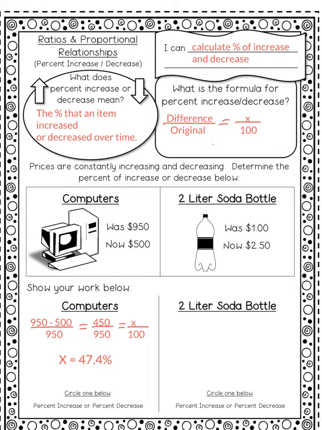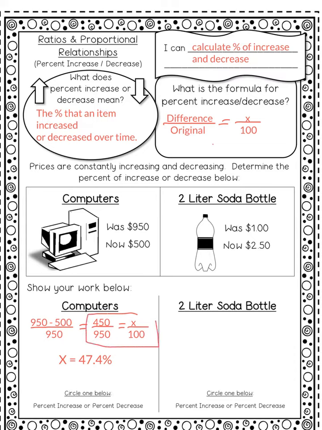Step 1. Subtract the two prices, $950 minus $500, and write that over the original price. The original price was the was price. Sometimes they'll say before. So when you do $950 minus $500, you get $450 over $950. And we set that equal to x over 100. That's the proportion now that we're going to solve.